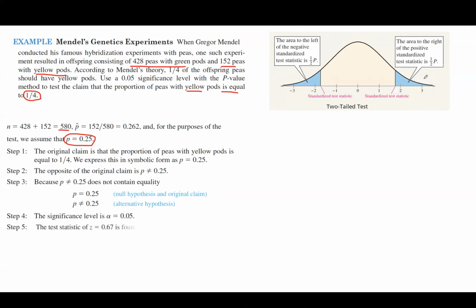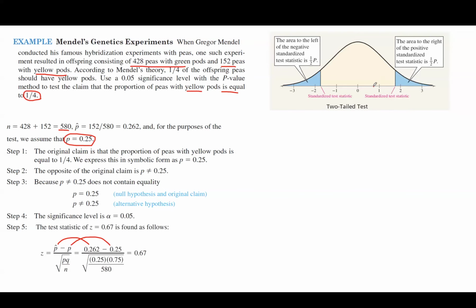We're going to find the standardized test statistic. How? By punching everything into our formula. P hat is the one that we calculated, 0.262. P is given in the question to us, 25% or 1/4. And then on the denominator, you have p times q over n. q is 1 minus p. And we get the z value to be 0.67. 0.67 is a positive value on the right-hand side. It's going to be roughly here.